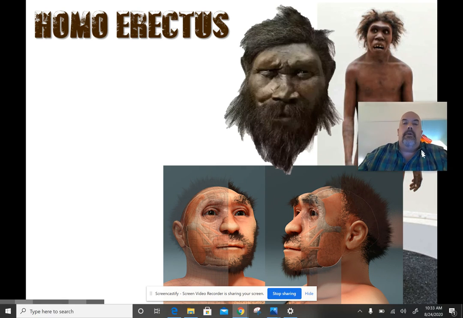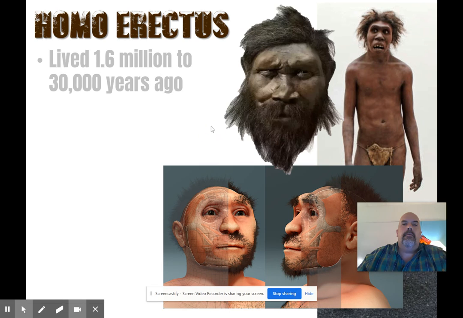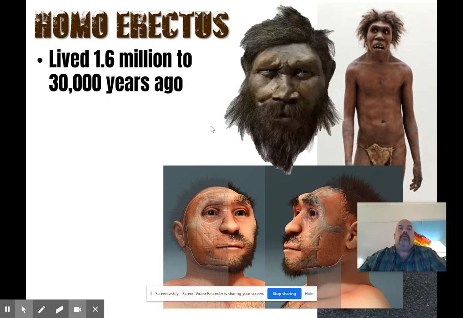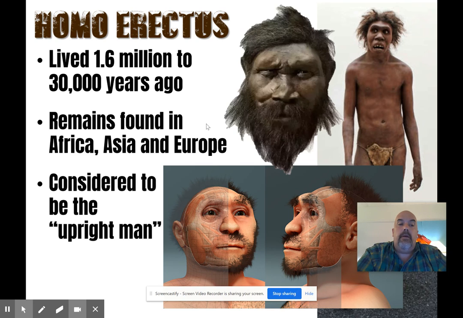Let's talk about Homo erectus. You can see it's starting to look a little bit more like man, even though it's really not man yet. Lived 1.6 million to 30,000 years ago. Remains found in Africa, Asia, and Europe. Considered to be the upright man. That's what Homo erectus means.